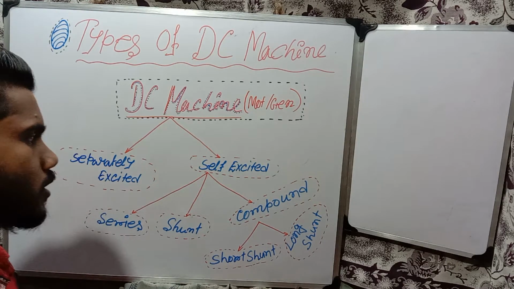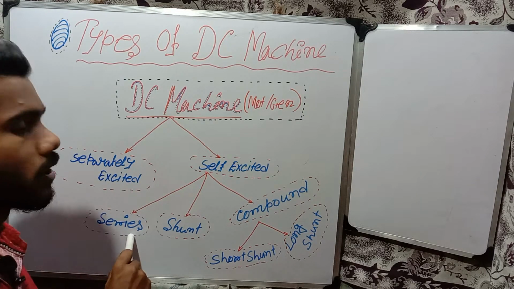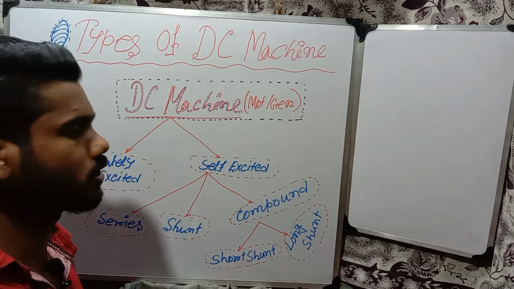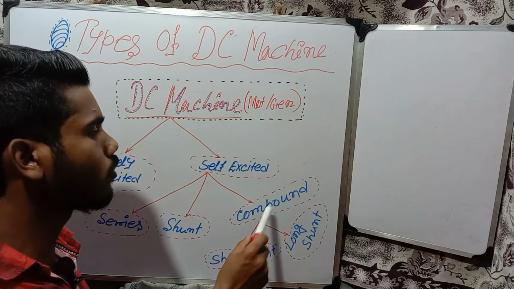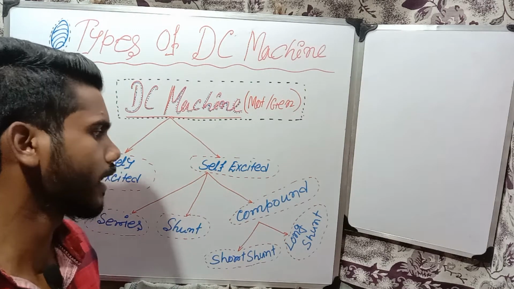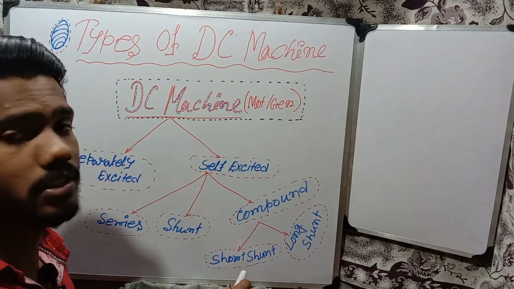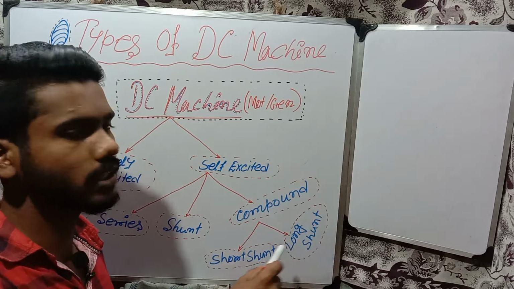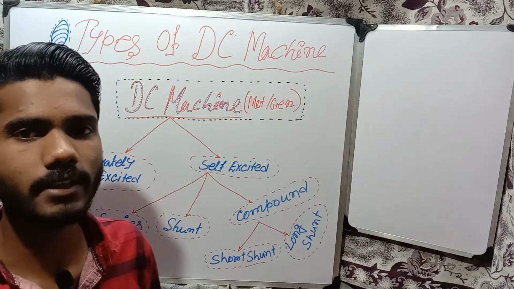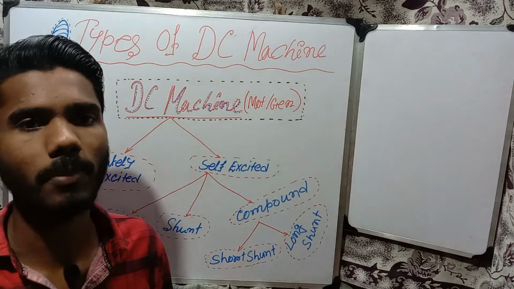Self-excited DC machines can also be divided into three parts: one is series wound DC machine, another one is shunt wound DC machine, and the last one is compound wound DC machine. Compound wound DC machines can also be divided into two parts: one is short shunt DC machine, another one is long shunt DC machine. Let me discuss one by one what is separately excited DC machine, what is self-excited DC machine and its parts.